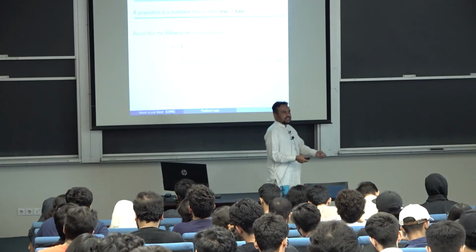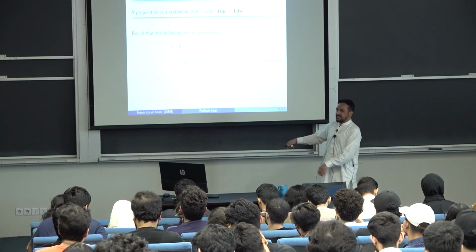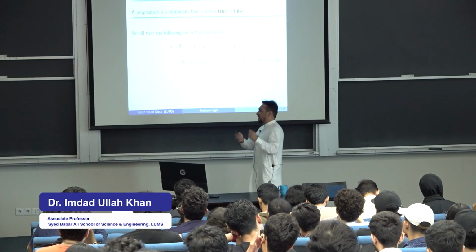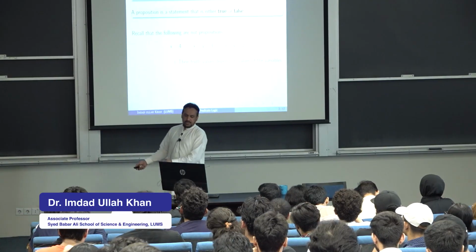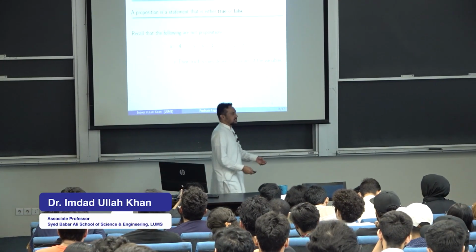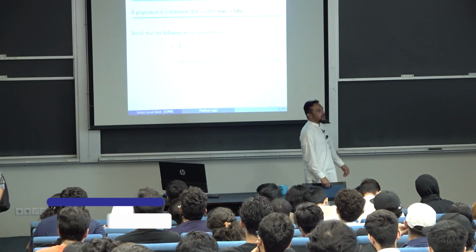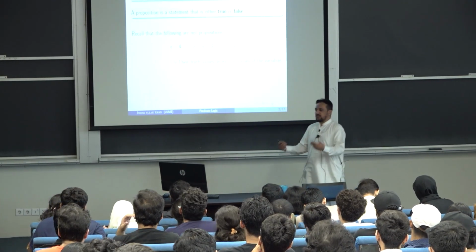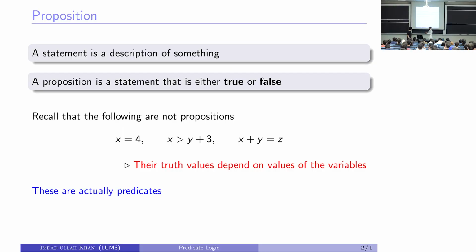So at that time we discussed that these types of statements, for example, x is equal to 4, or x is bigger than y, or x plus y is equal to z, are not propositions because we don't know the truth value. Their truth value depends on the value of the variable or the subjects or the arguments involved at the time. But now, actually, the reason we couldn't talk about them is because those are predicates. So today we'll talk about predicates, and we will be able to talk about statements like these.